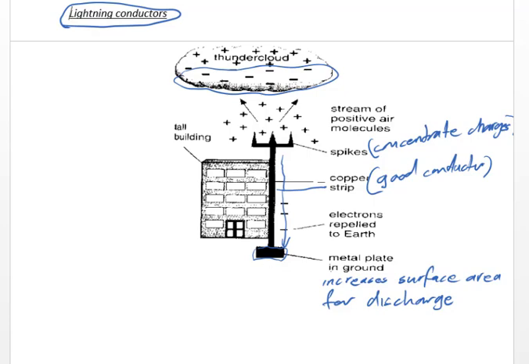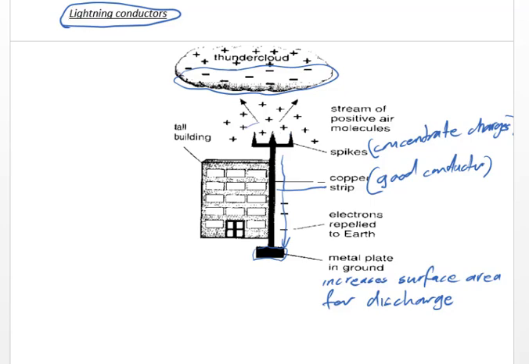And then what do we have? We have more positive charges at the spikes, right? There are more positive charges here. So because there are more positive charges, and also we have air around here, the air around here is going to be ionized. Ionized means the air is going to lose electrons, because the electrons will be attracted to the positive charges here.